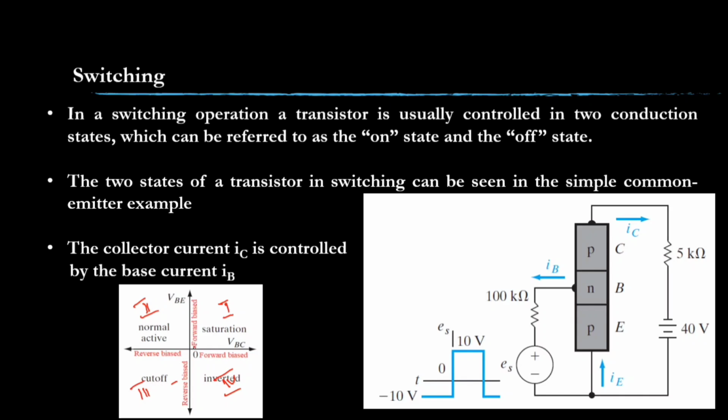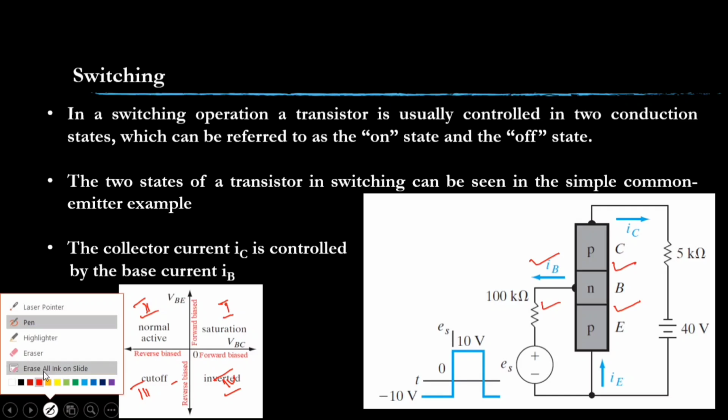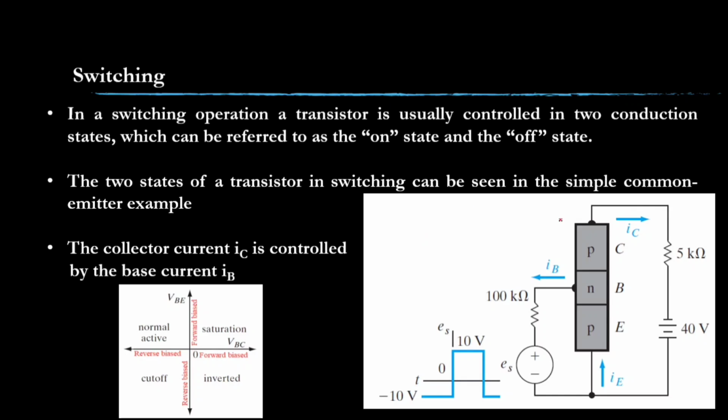So what is the biasing condition for achieving cutoff? Both junctions are supposed to be reverse biased. Okay, what is the biasing status for achieving saturation? Both should be forward biased. And look at this diagram. In this diagram you can see the negative polarity of the battery connected to P, and the positive polarity connected to N. So this junction is reverse biased.